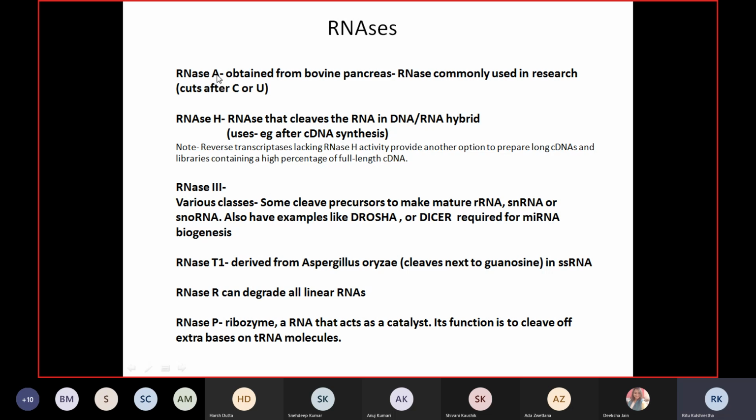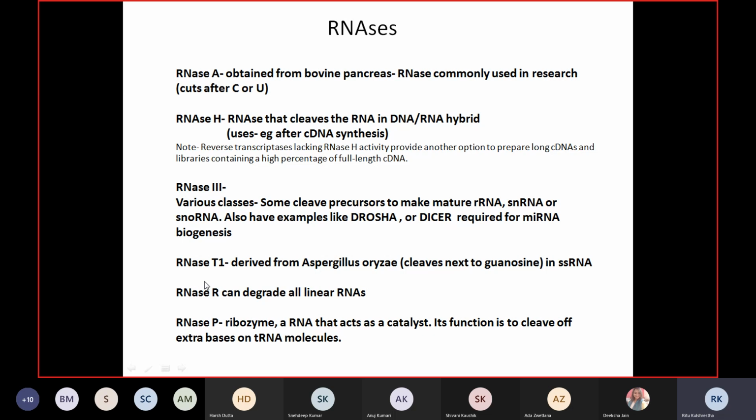So yeah, so A, H and T1. Then RNase 3, you will keep hearing whenever you are talking about, if you want to process your primary transcripts into smaller transcripts, like in case of microRNA generation, if you want your primary microRNA to be processed into mature microRNA, you treat it with Dicer or Drosha. Okay, so all these have RNase 3 properties, and also it cleaves precursors to make mature rRNA, snRNA, and snoRNA.